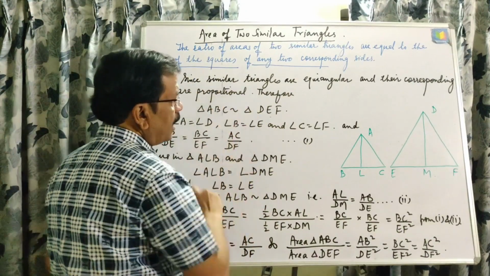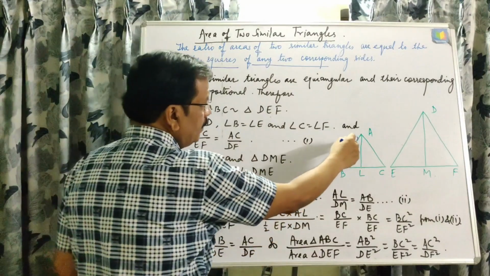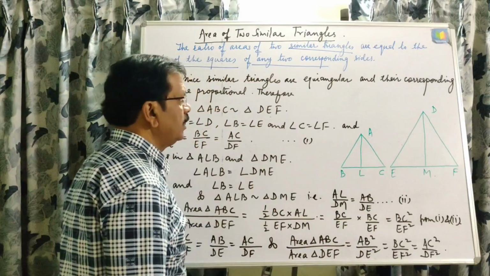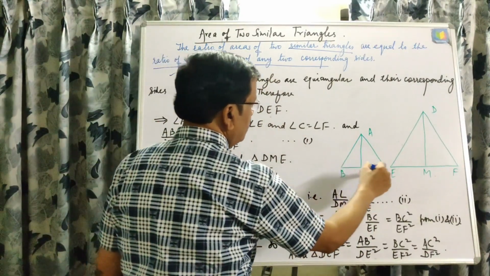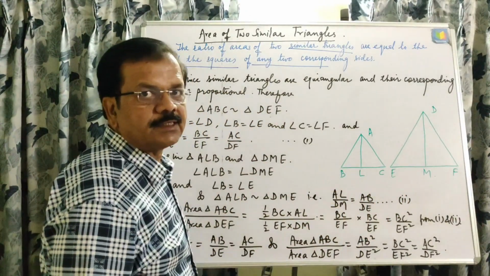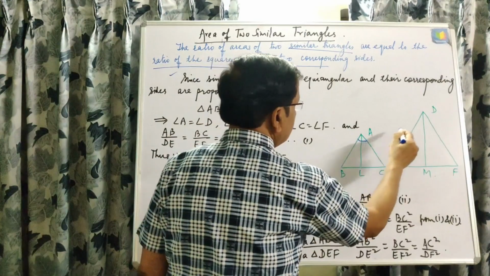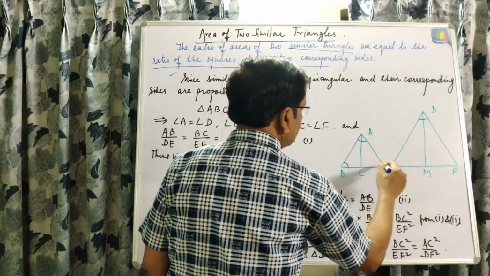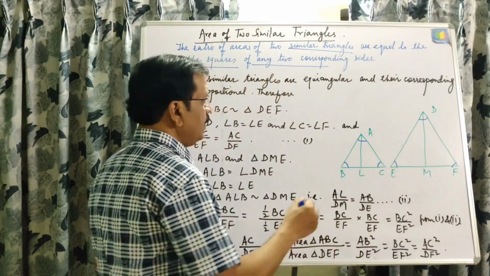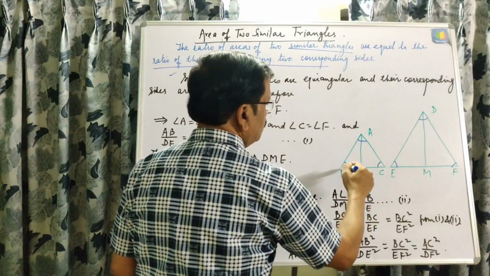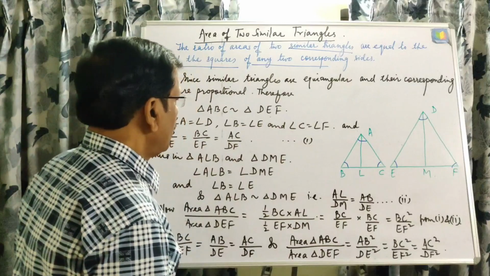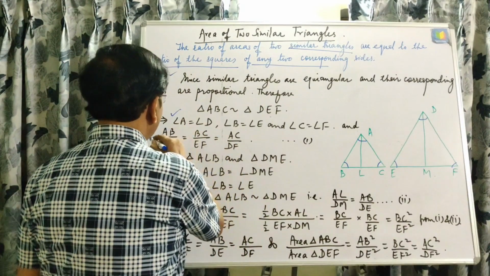Since similar triangles are equiangular, we are given that these two triangles are similar, and similar triangles are equiangular, means triangle ABC is similar to triangle DEF, and angle A is equal to angle D, angle B is equal to angle E, and angle C is equal to angle F. In the same way, AB upon DE is equal to BC upon EF is equal to AC upon DF. Okay, that is the ratio of their corresponding sides.